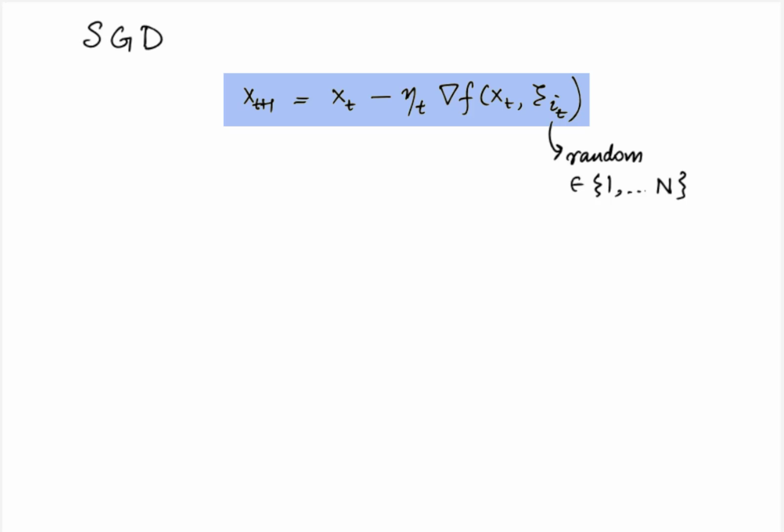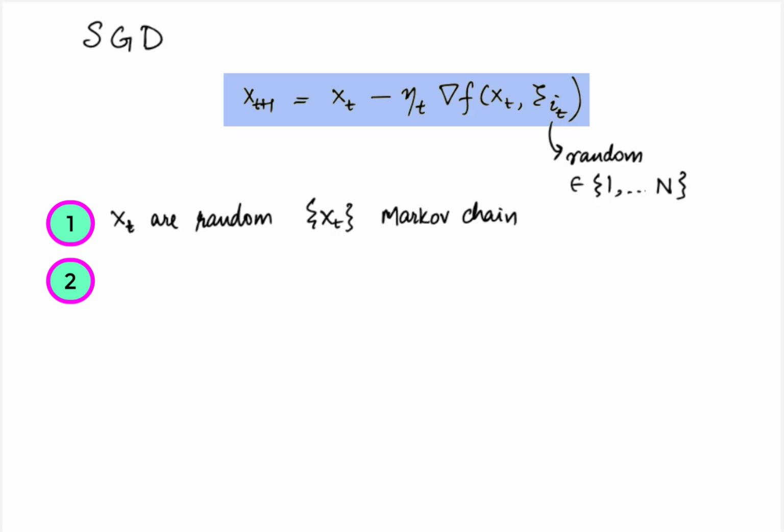A few key things to note about the stochastic gradient descent are: first, that it is random, therefore the iterates x_t are also random. And in fact, you can verify that the sequence x_t of the iterates forms a Markov chain. Then the second is that minus of the stochastic gradient, which is minus ∇f(x_t, ξ_{i_t}), is not a descent direction.